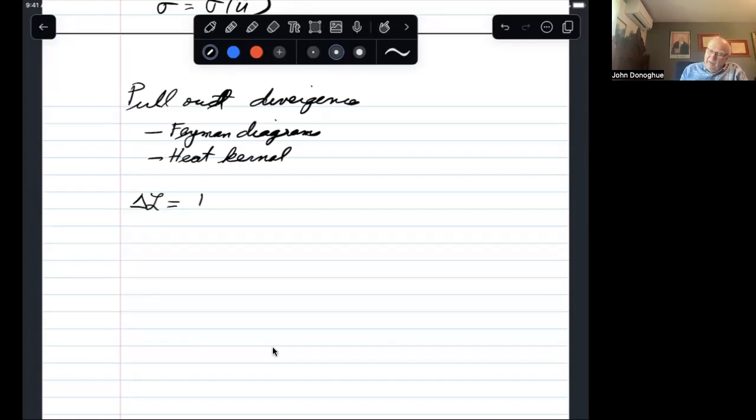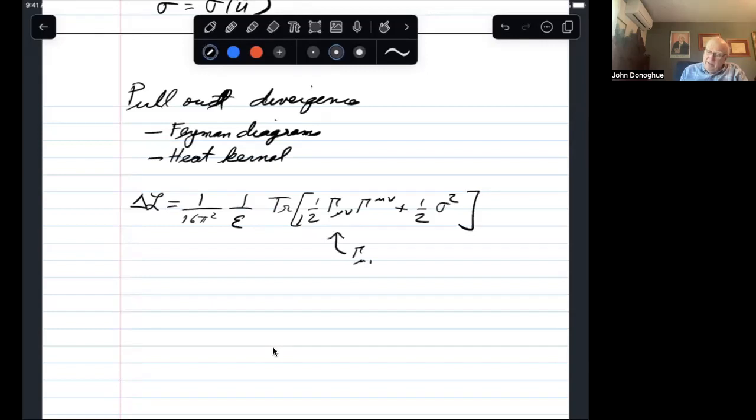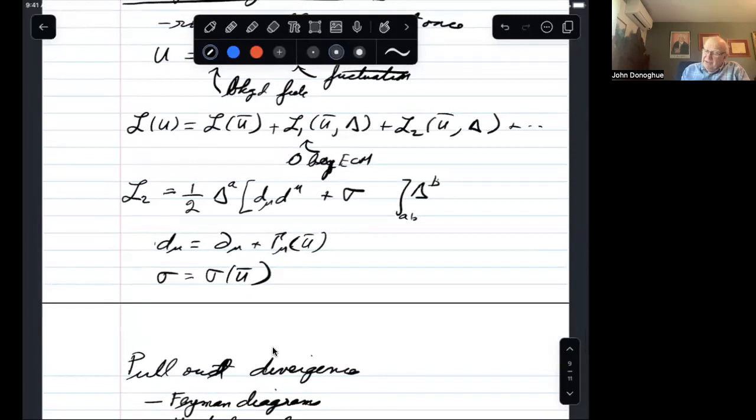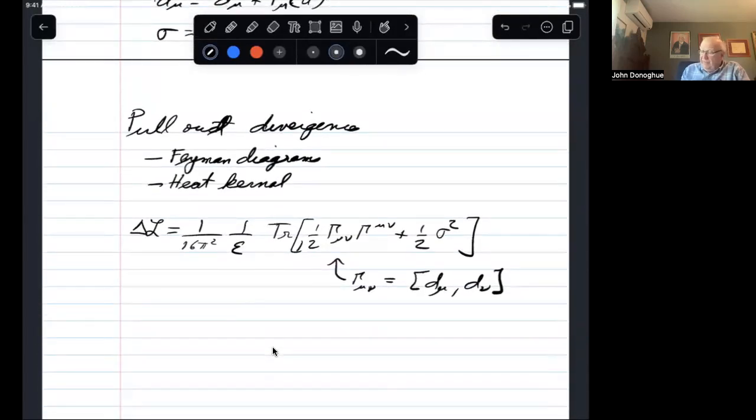The divergences here, 1 over epsilon, so you get 1 over epsilon terms, and they are written as the trace of 1/12 gamma mu nu squared plus 1/2 sigma squared, where gamma mu nu is the commutator of D mu with D nu. So what this does is this then gives you the effect of renormalization for all these functions as a function of the background field.